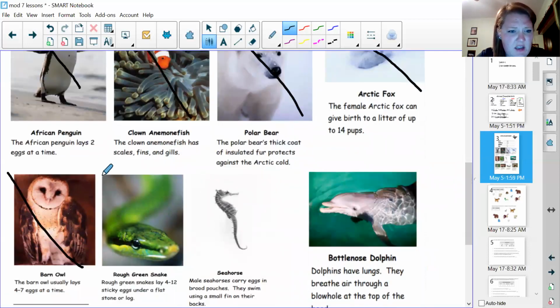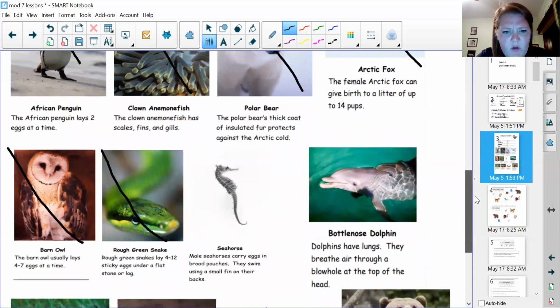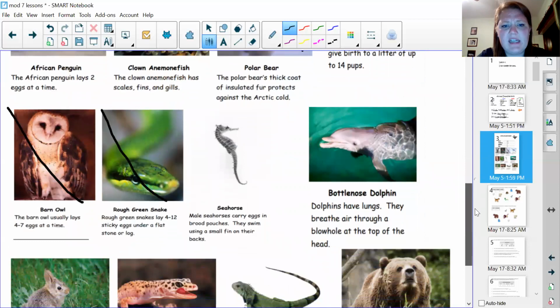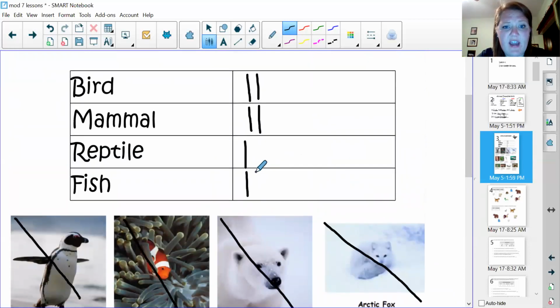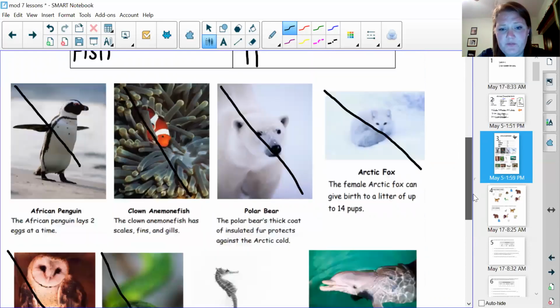All right, and we have a seahorse. Male seahorses carry eggs in brood pouches. They swim using small fins on their backs. So it talks about having a fin, so we're going to classify that as a fish.